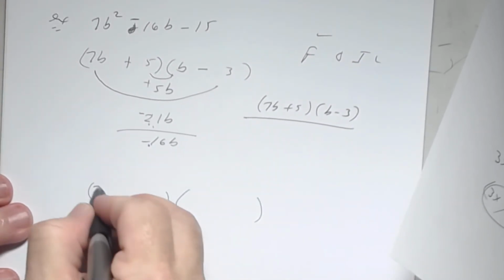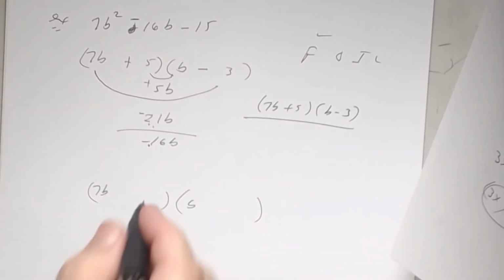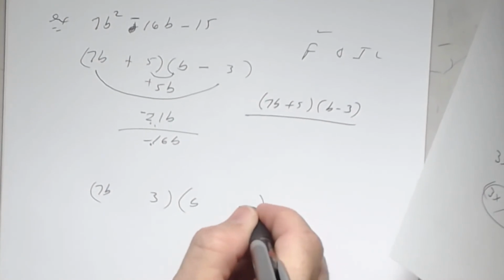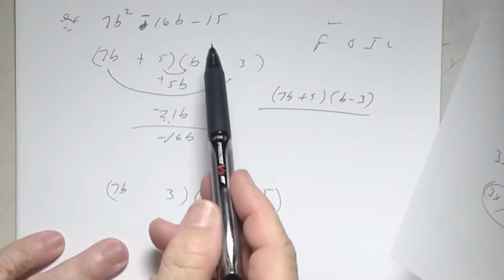Someone else could have said 7b and b. Now, you had to say that because there's only one possibility for 7b squared, and that's 7b and b. You had no choice. But you had a couple of choices for 15: 5 and 3, 15 and 1. I would stick with the 5 and 3. But what if I put the 3 here and the 5 there? And the last sign is negative, correct?